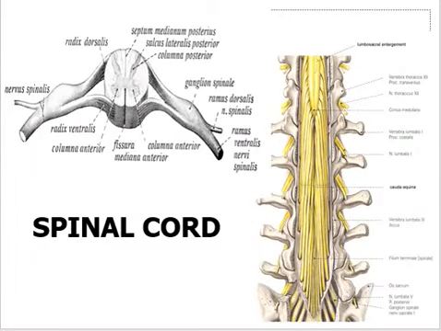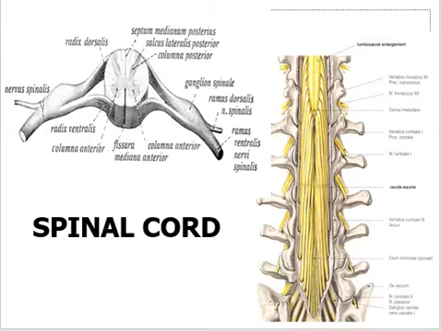So next we are coming to the spinal cord. First of all, you have to know where exactly it is situated. The spinal cord lies loosely in the vertebral canal. It extends from the foramen magnum, where it is continuous with the medulla oblongata above, down to the lower border of the first lumbar vertebra.